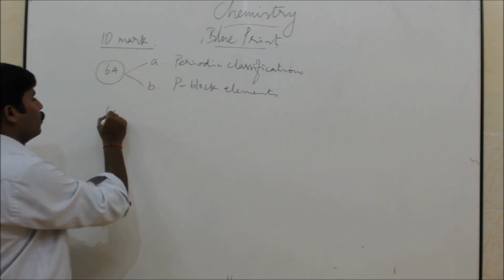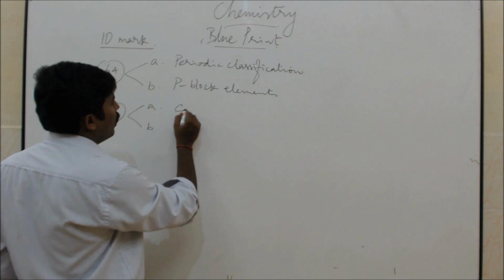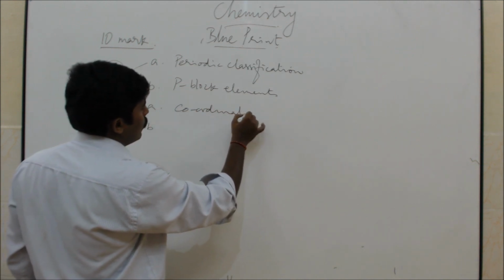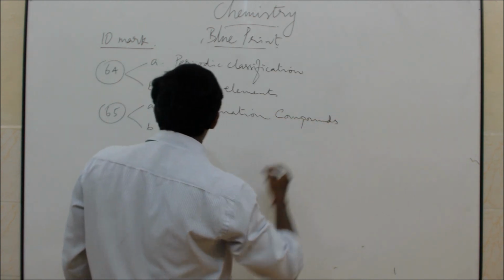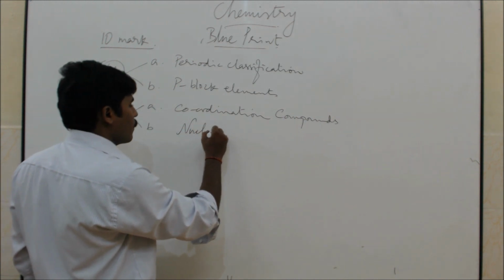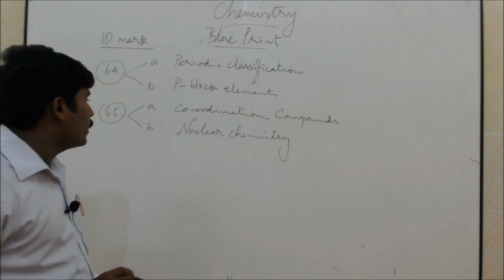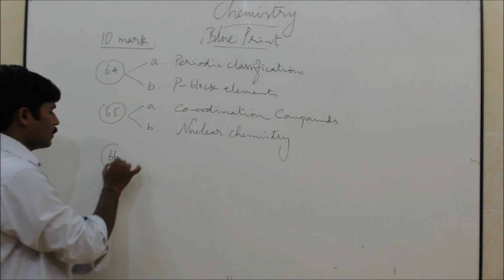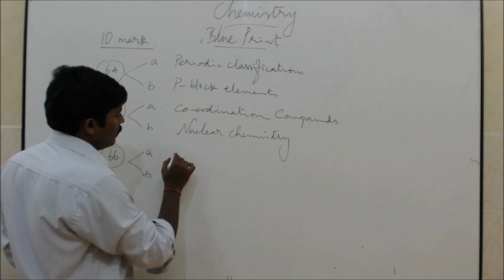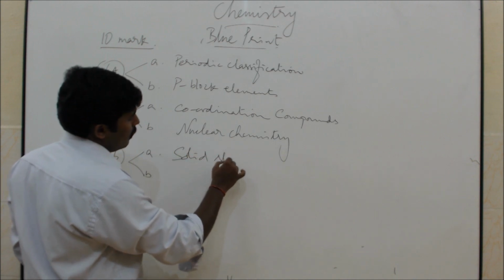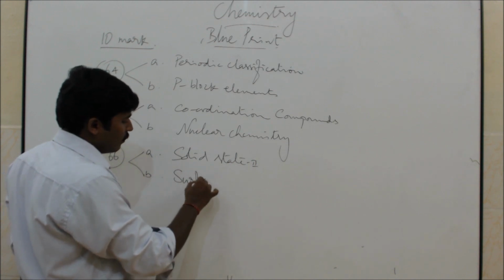Then question number 65, A and B. A is for coordination compounds, B is for nuclear chemistry. That's the inorganic part over. Then question number 66, A and B. A is for solid state, B is for surface chemistry.